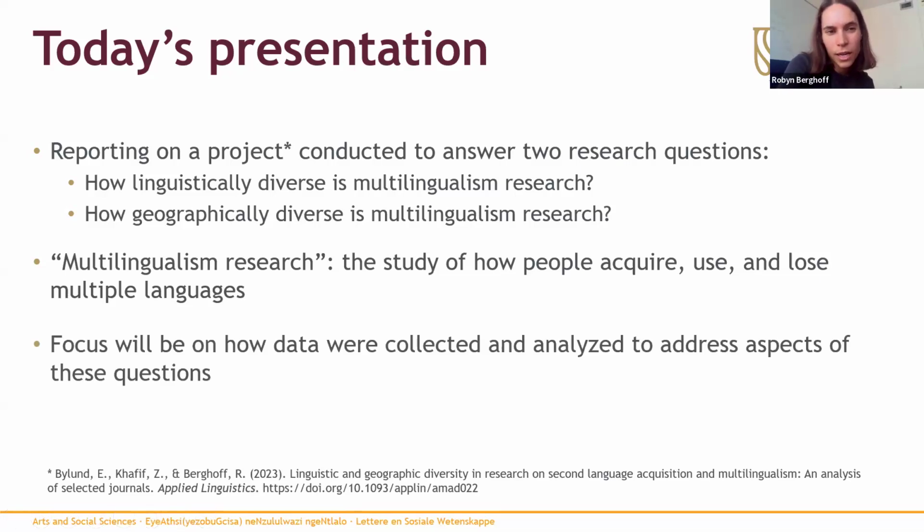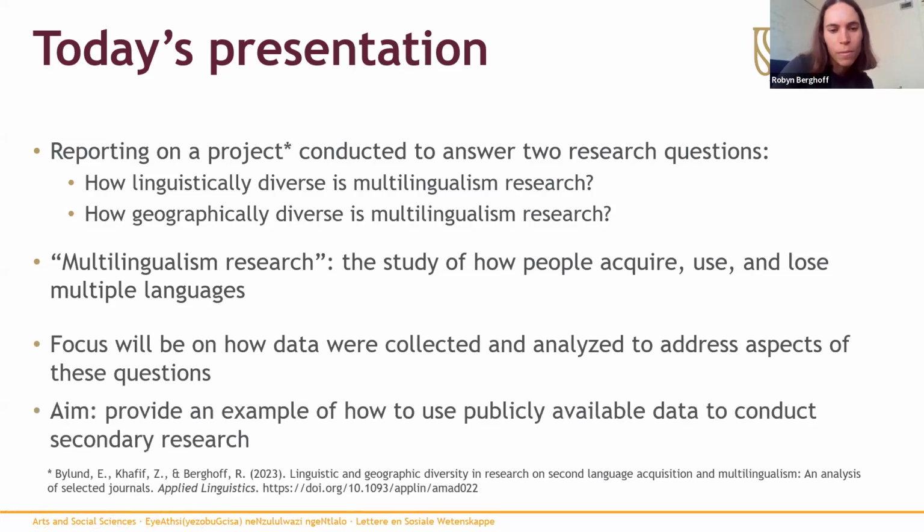In today's presentation specifically, because this is a digital humanities colloquium, I'm going to focus particularly on the data that we collected and how we analyzed it to address certain aspects of the research questions presented earlier on this slide. So I'm going to lean a little less heavily on the results and a little more heavily on the methods, with the hope that you in the audience will be able to take away a few things that could be useful in answering questions in your own fields.